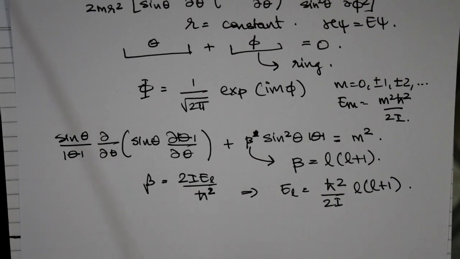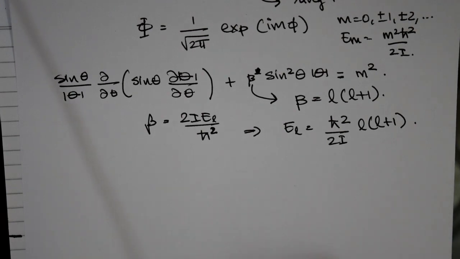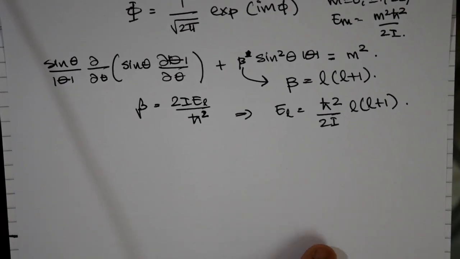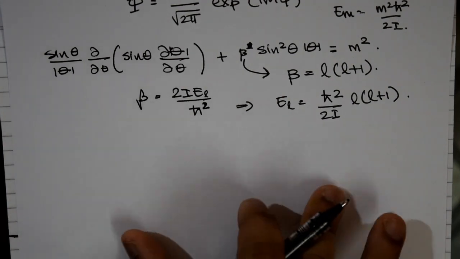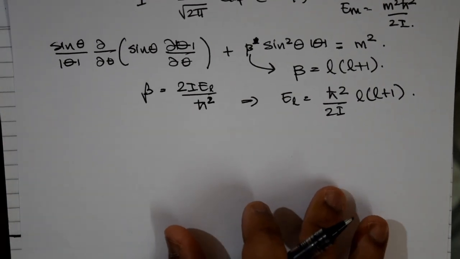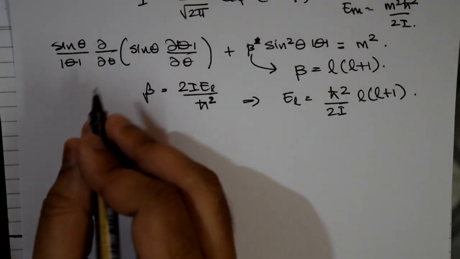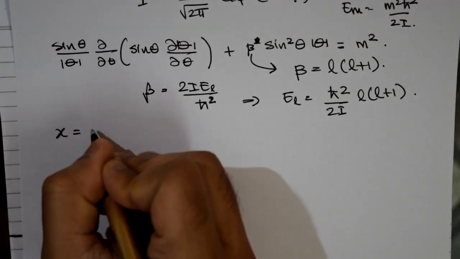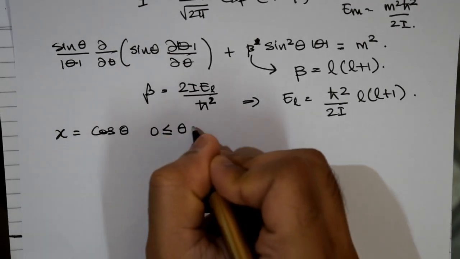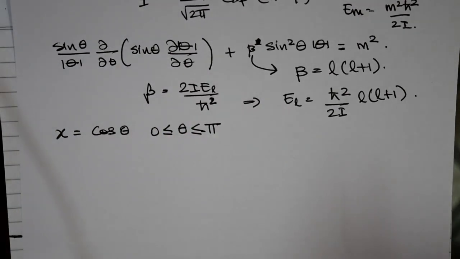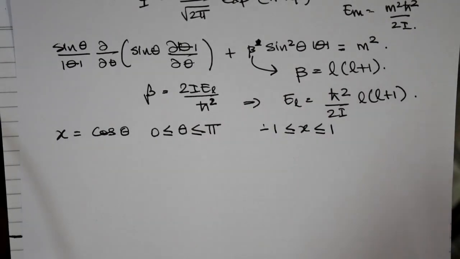In this class, having understood the energies of this L quantum number, we'll be trying to understand how the wave function looks. And in this case, we will have to go through a series of steps. We will still not solve the entire problem. What we will end up doing is that if x is set as cos theta, remember the range of theta is between 0 and pi. This indicates the range of x will be between minus 1 to plus 1.